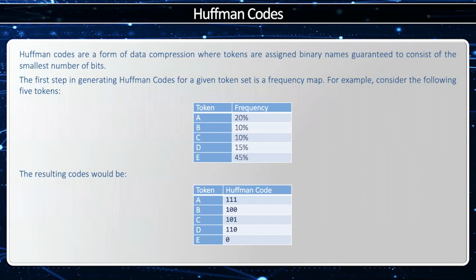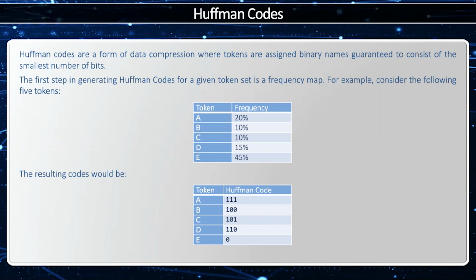Let's first talk about the problem. We'd like to encode an alphabet of tokens with the smallest number of bits possible. The trick is that each of the tokens has a different frequency associated with it. In this example, A is used 20% of the time, and E is used 45% of the time, and B and C are only used 10% of the time. Since E is by far the most commonly used, we'd like to use the smallest number of bits for it.